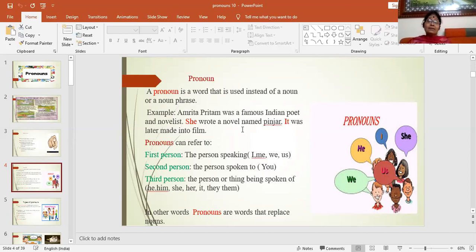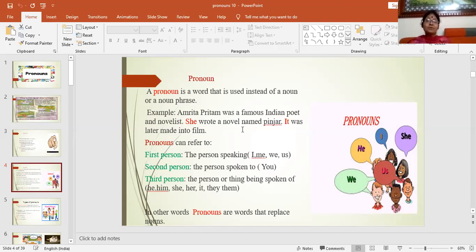Now we also know that pronouns can refer to first person. That is the person speaking. Like I am speaking to you, and you will give your responses to me. I am the first person. We together are working on this classroom. Let us all make this online class a success. So I, me, we, us are all first person pronouns.